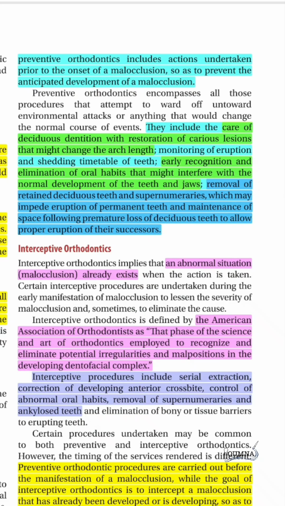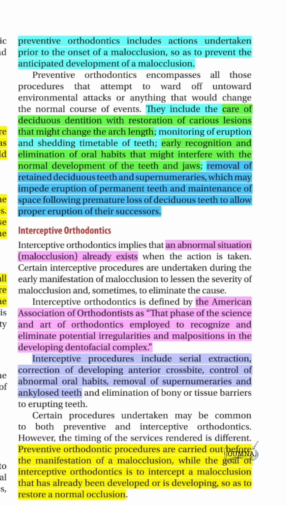must keep monitoring the eruption timetable of the tooth. Also, we must take note if any oral habits develop that may cause any malocclusion in the future, and we remove any retained deciduous teeth and any extra teeth in this stage.